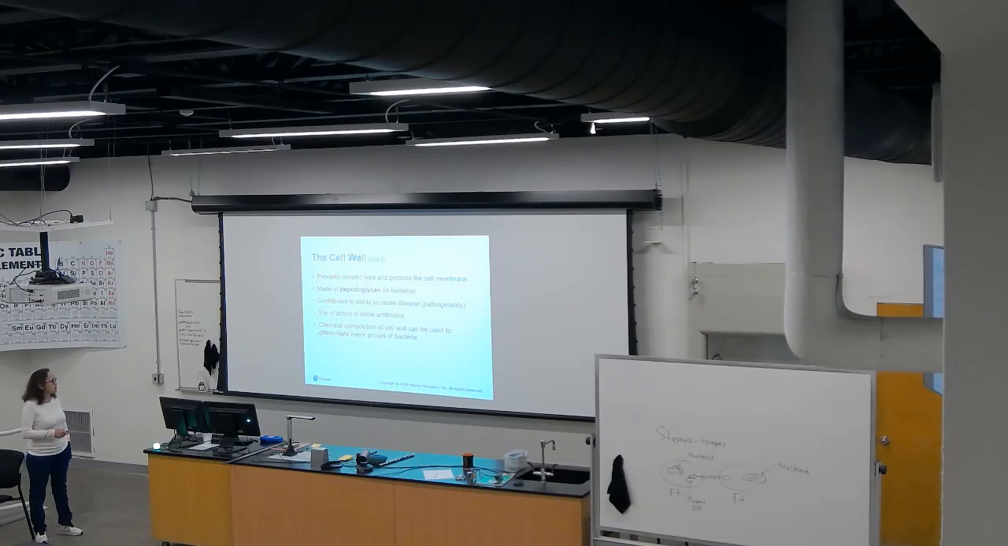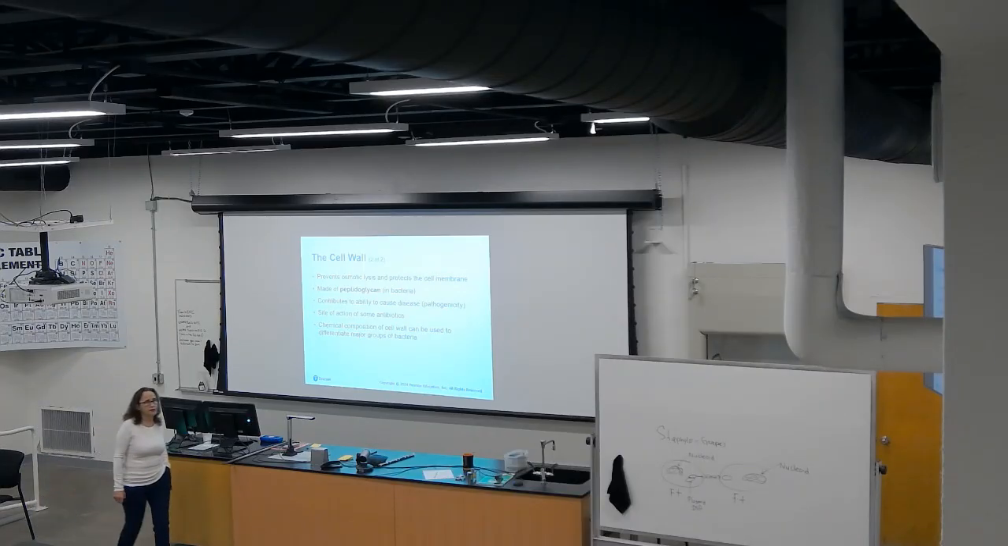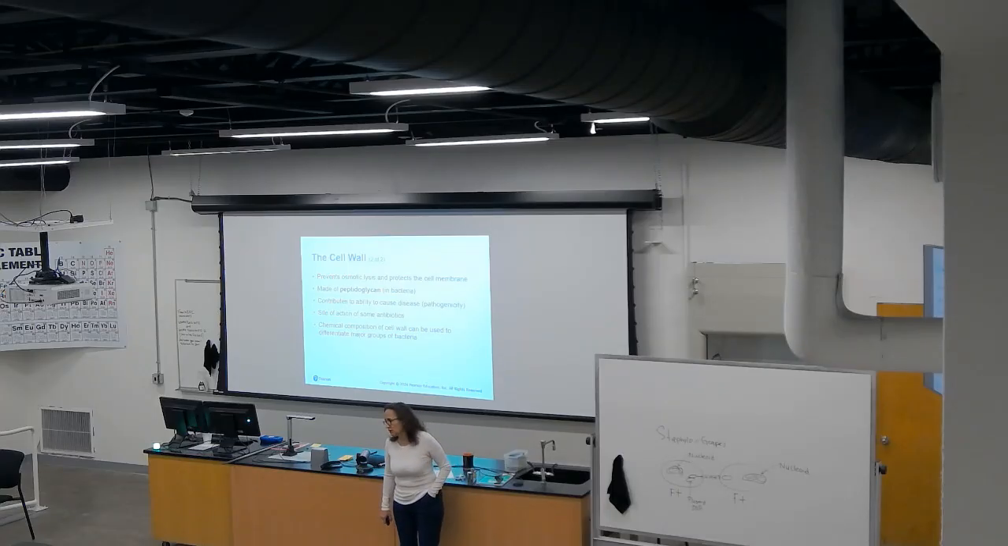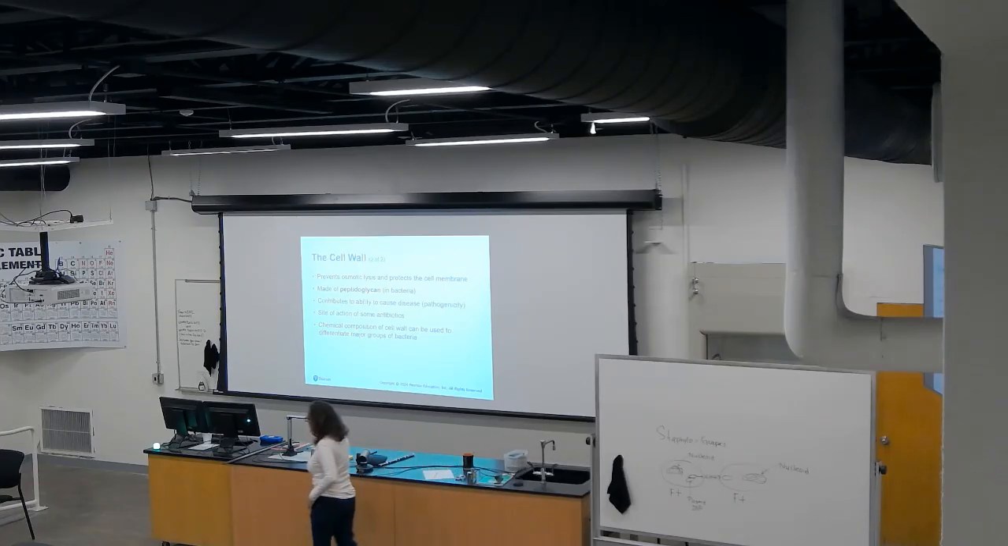Now, the cell wall also increases the chances that the bacteria produce infections, not only the capsules but also the cell wall. And the composition of the cell wall can help differentiate major groups of bacteria. Some of them are characterized based on that.